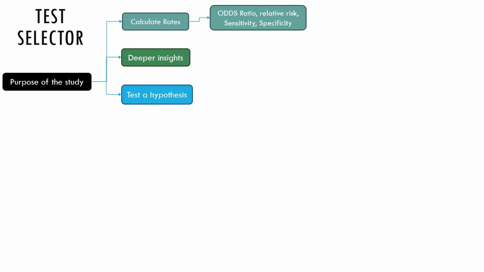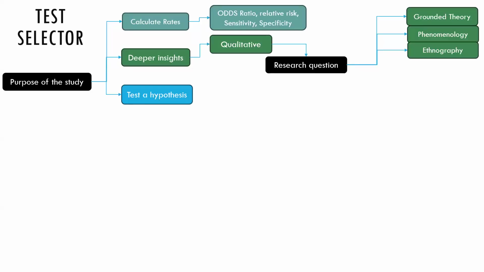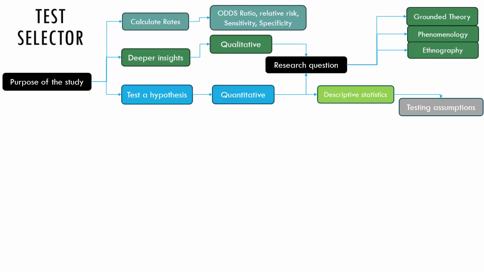If it's calculating rates, you run your analysis. If you're going to do deeper insights, that suggests a qualitative approach. You're still going to need a research question, and you're going to need a methodology, whether it's grounded theory, phenomenology, ethnography, there are others, case studies, and other types of qualitative designs.